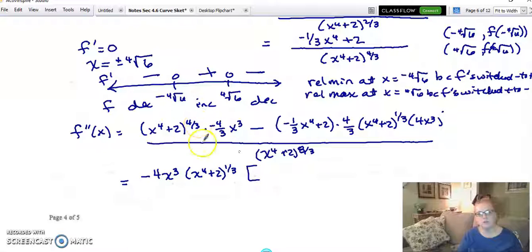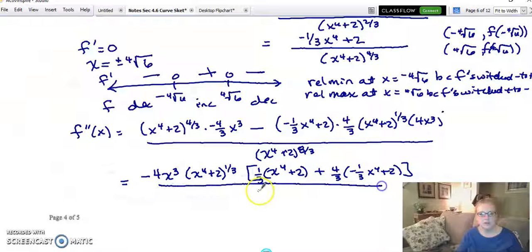4/3 minus 1/3 is 3/3, so you would have x to the 4th plus 2. We took away the negative of the 4 and the x cubed, so you're still going to have a 1/3 with that. I took this negative, I took this, and I took the x cubed, and I took the 4. So what do we have left? 4/3 and that factor, so plus 4/3. And this negative 1/3 (x to the 4th plus 2) all over (x to the 4th plus 2) to the 8/3.